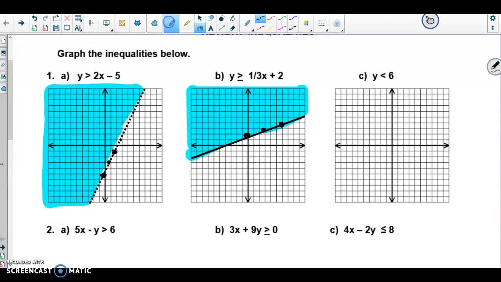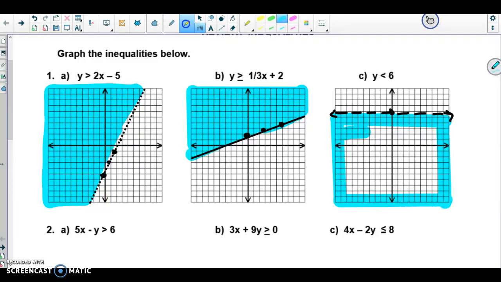All right. Next one, y is less than 6. Well, y is less than 6, we just need to go up to 6. 1, 2, 3, 4, 5, 6. And less than 6 means that it's just going to be a horizontal line. It's a dotted line, so I'm just going to draw it by hand since I'm here. So it's less than 6, and we're going to shade then below, because less than means that it's going to be all these things that are below this value.